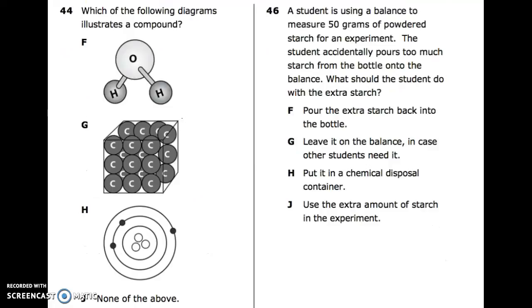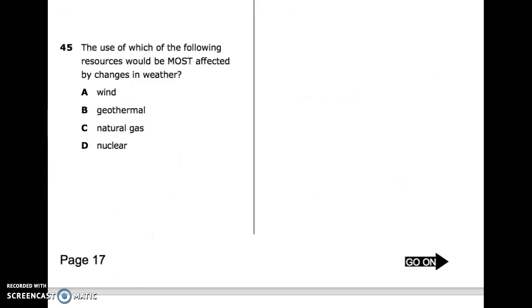44. Which of the following diagrams illustrates a compound? 45. The use of which of the following resources would be most affected by changes in the weather? A. Wind. B. Geothermal. C. Natural gas. D. Nuclear.